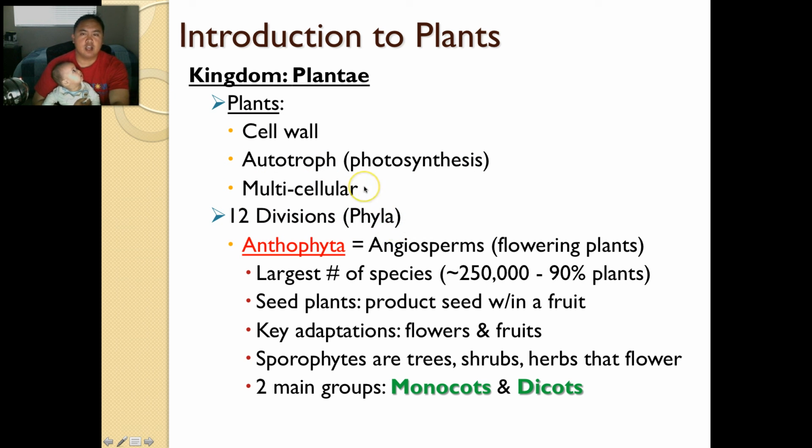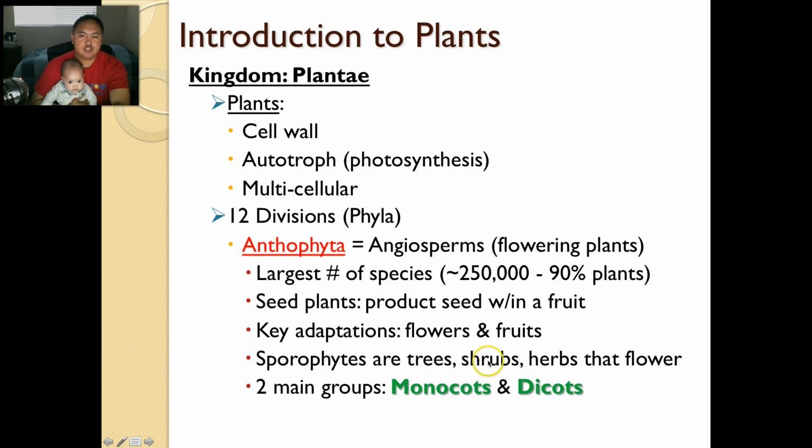The one that we talk about the most, and we spend most of our time, are the Angiosperms, or basically flowering plants. They're the largest number of species of the plants. 90% of plants are flowering plants. They also have seeds, so they produce a seed with the fruit. And their key adaptations are flowers and fruit. So remember, everything evolves. So they have their adaptations that eventually they grew to have flowers and fruits.